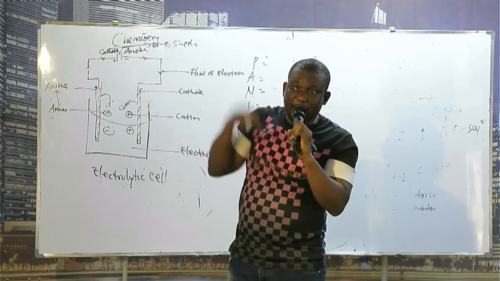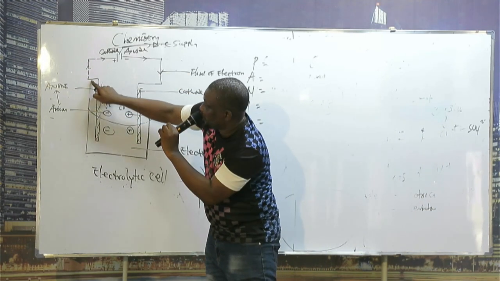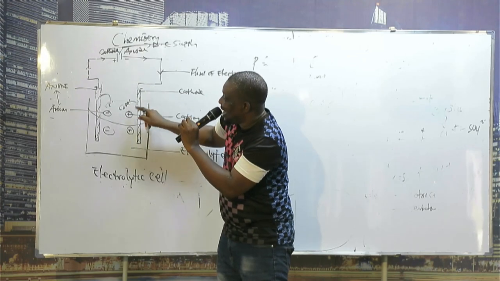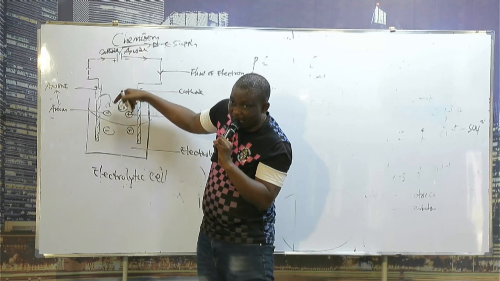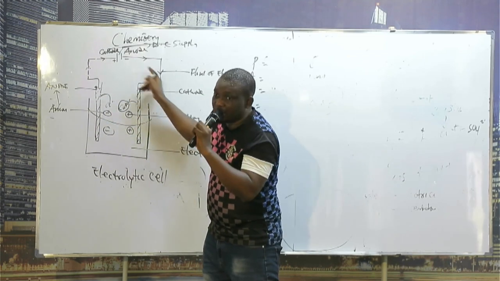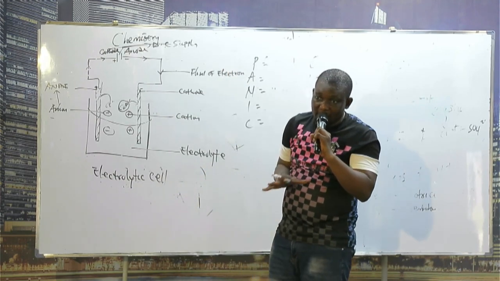Complete. The circuit is complete where the electron that moves from here gets to here, and then a cation gets reduced by getting that electron. That is the only way this circuit can be complete. It's the cellular mechanism.